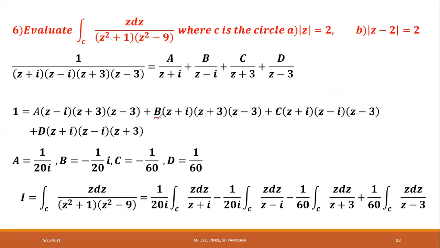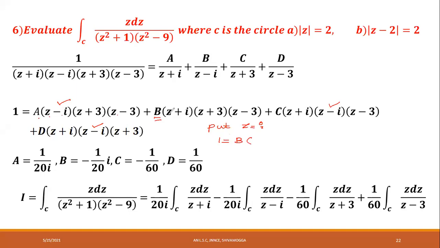Now we find the value of b. How do you make a, c and d simultaneously 0? First, search the common factor in these three terms. Here z minus i, here z minus i, and here z minus i. We can easily make these three terms 0 by substituting z is equal to i. Put z is equal to i. What happens here? 1 is equal to, since z is equal to i, i minus i is 0, 0 into anything is 0.